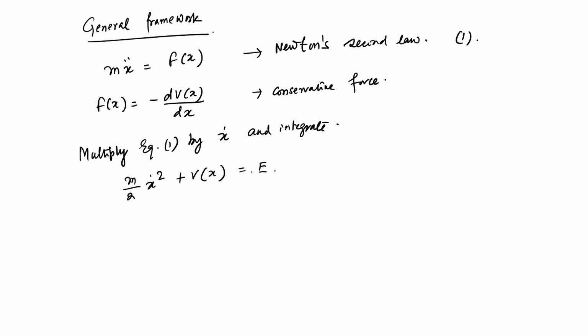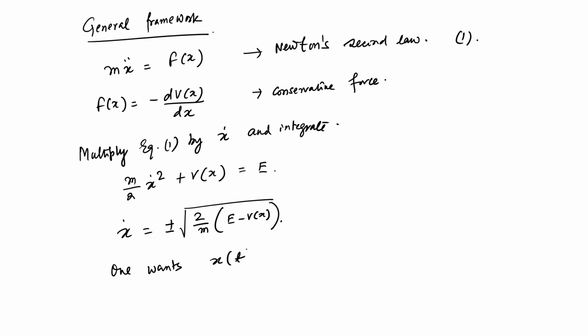And if you need to solve for this, we get this equation, and this equation can be solved for, where you write this as 2 over m E minus v of x. Okay. So, that gives you, if you can solve this for a given value of v, then you will be able to get x as a function of t, and that is what you want. One wants x as a function of t.